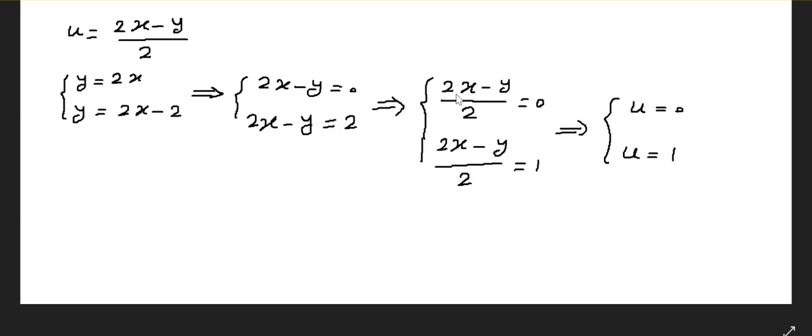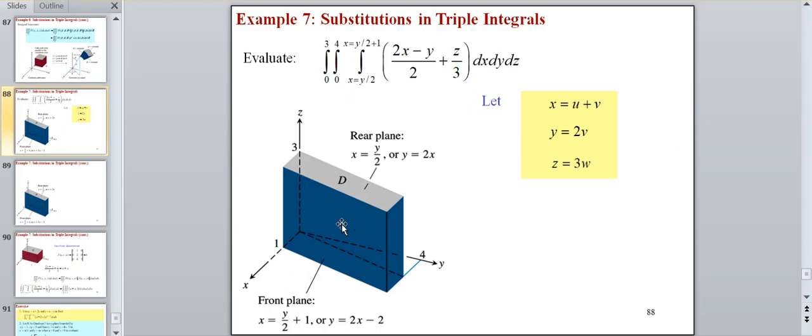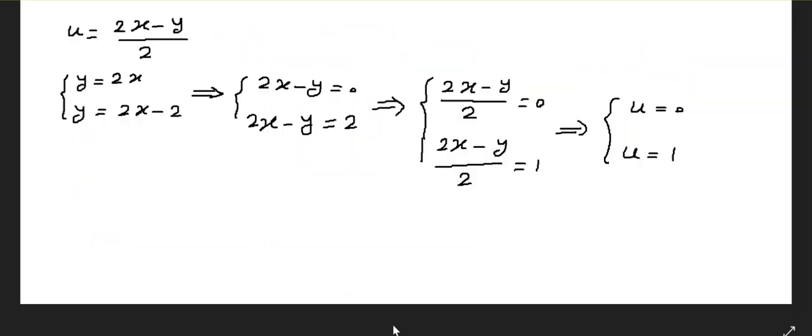So this is equivalent to saying that u is 0. This is equivalent to saying that u is 1, because this is u. Look at here, this is u. So when you say x is between the plane on the back and the plane on the front, it means we are moving from plane y equals 2x to the plane y equals 2x minus 2. This is equivalent to saying that u is from 0 to 1.